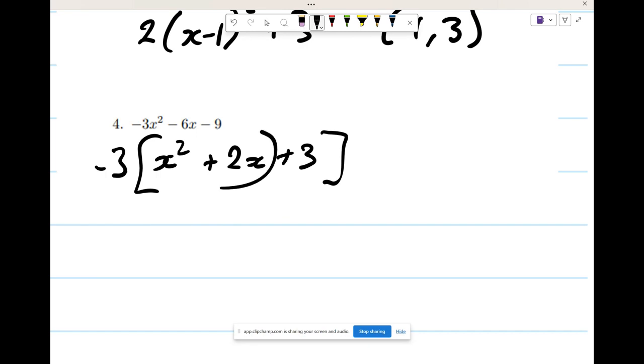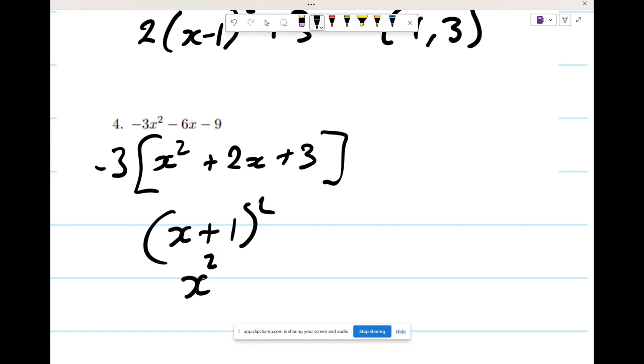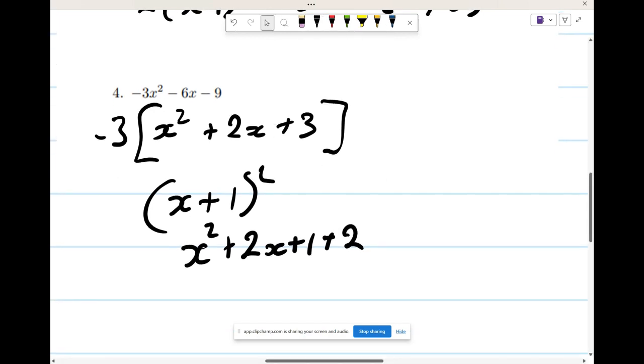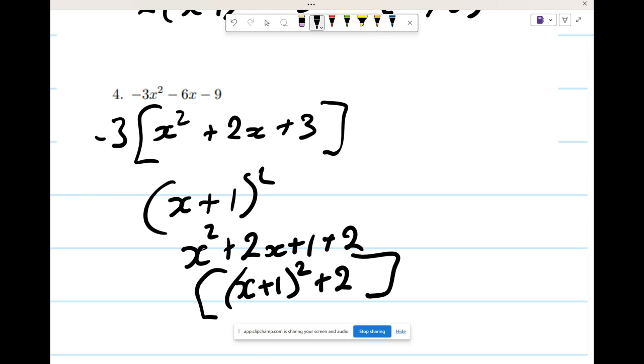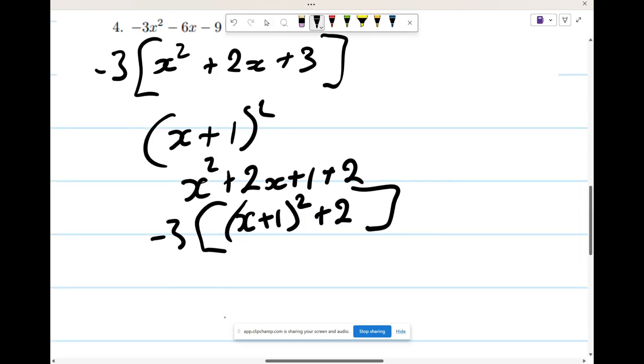Okay, now we can turn this into vertex form. So divide this by 2. That's plus 1. Throw an x in front. Square it. x squared plus 2x plus 1. How are we going to get back to 3? We're going to add 2. Then we're going to rewrite this first part as just x plus 1 squared. Keep the 2. And don't forget about our minus 3 here. So that's minus 3 times x plus 1 squared minus 6.